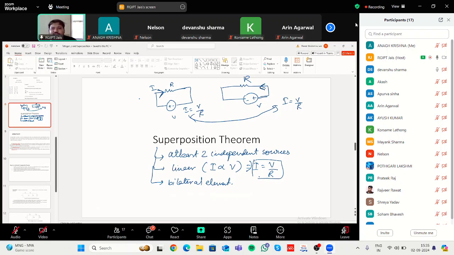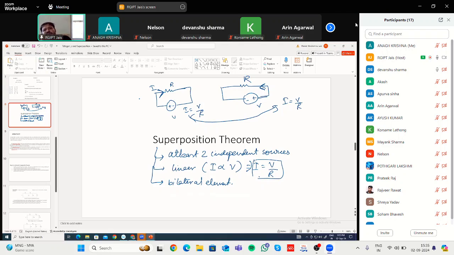So the magnitude of the current is independent of the polarity of the voltage source. Definitely the direction of the current will change. So if the circuit has only bilateral elements, then you can apply superposition theorem. If it is a unilateral circuit, you cannot apply.